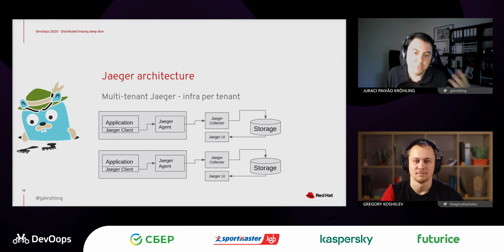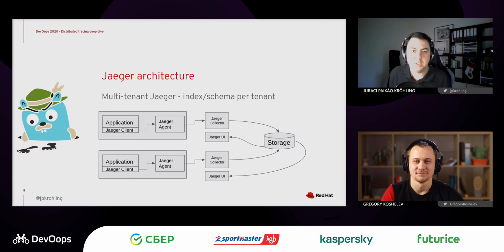So tenant 1 has one Jaeger client and one application. Tenant 1 has one Jaeger agent. Tenant 1 has one Jaeger collector for it, and a storage as well, a storage cluster. Now, the storage is the biggest problem here. If you managed Elasticsearch or Cassandra before, then you know that it's quite hard to manage one. And imagine hundreds of tenants, so it's quite hard.